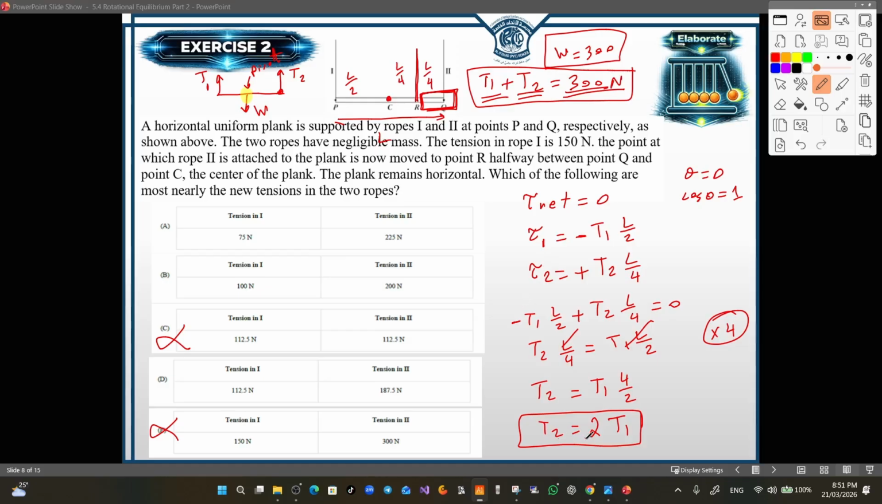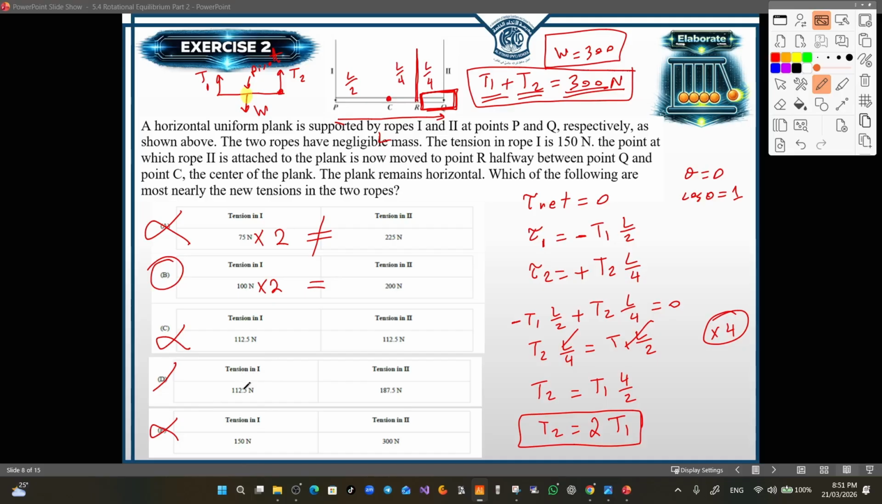Now T2 is larger than T1. It's twice the magnitude, which means we're gonna eliminate A, because if we multiply 75 times 2, it won't give us the magnitude of the tension, because remember, double the T1 should give you T2. Now if we multiply by 2 here, it will give me the tension. Yes, so it's equal to 200, so most probably B is the correct one.